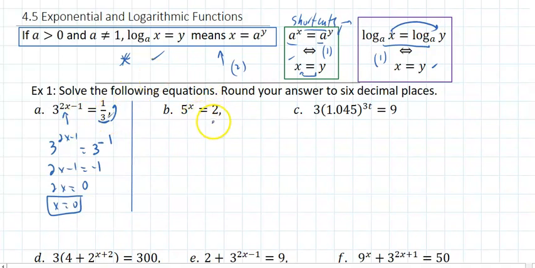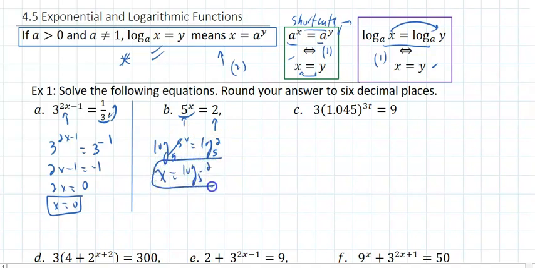Here, there's no way of making a 2 an exponential with a base of 5, so I use logs. If I log both sides, again, this is instead of using the definition, now I could log both sides. What base should I use to get rid of the exponential? Well, the 5. Or you could use the definition, of course, and we just did this. This is the exact answer. If they ask for an exact answer, this is it.